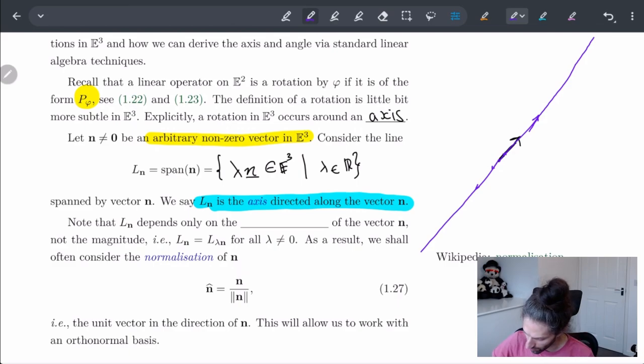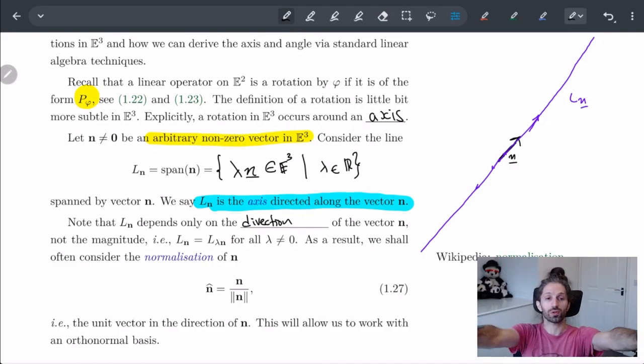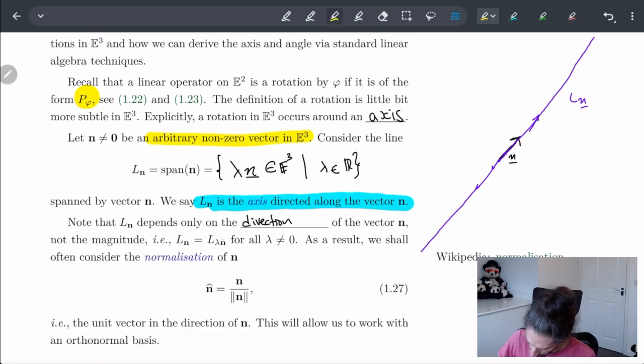So if this is n here, then this purple line is L_n. So notice here that L_n depends only on the direction of the vector, not the magnitude. I could have chosen any vector on this line as my starting point, but it really only matters which direction I'm going in, what this angle is. And basically what this is saying is that if I multiply by some scalar multiple, I will always have the same thing.